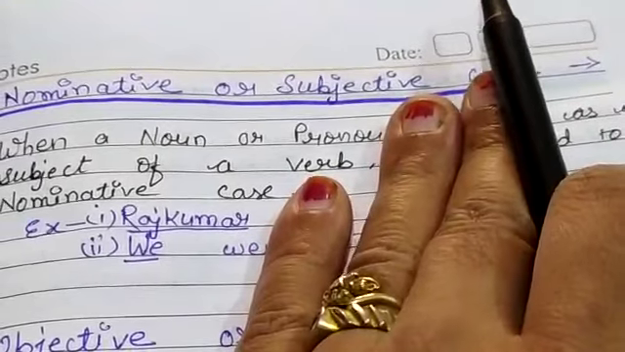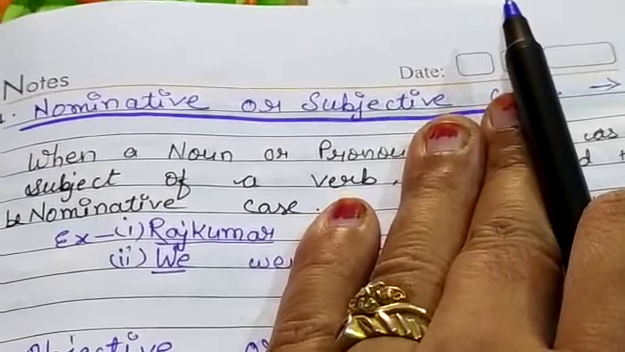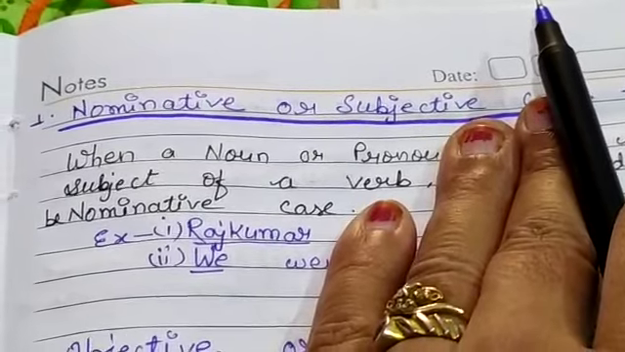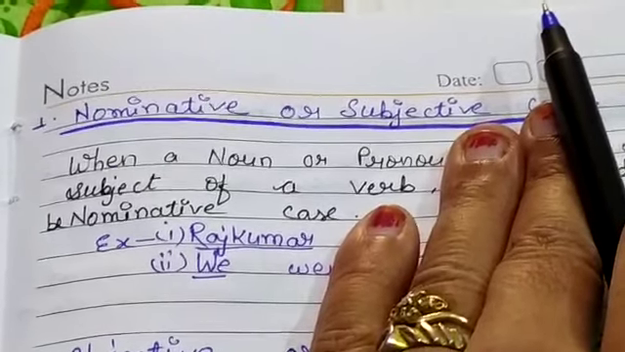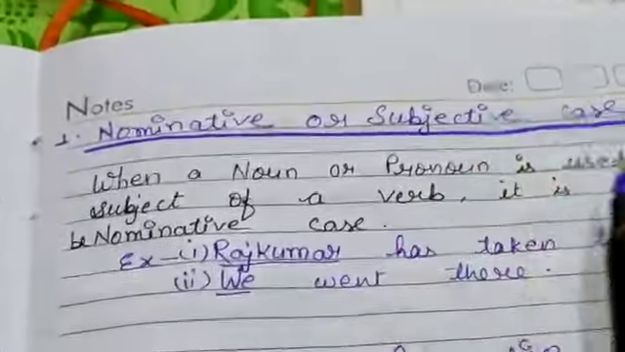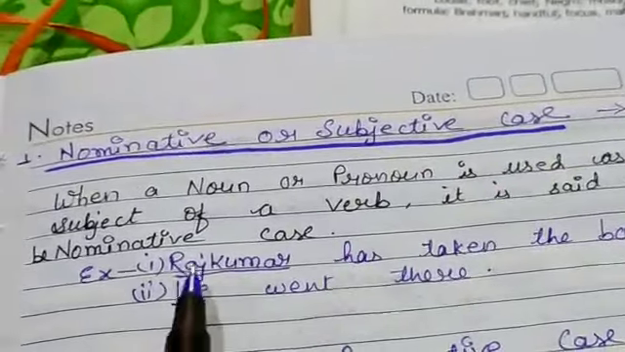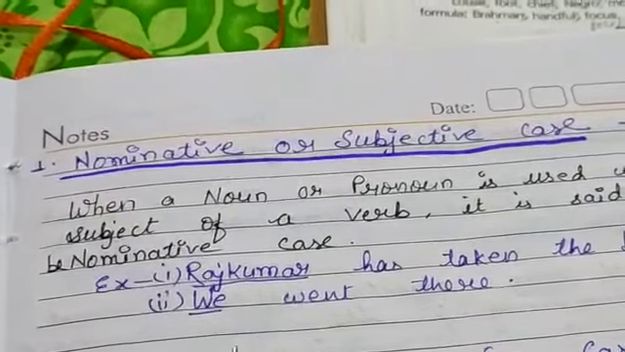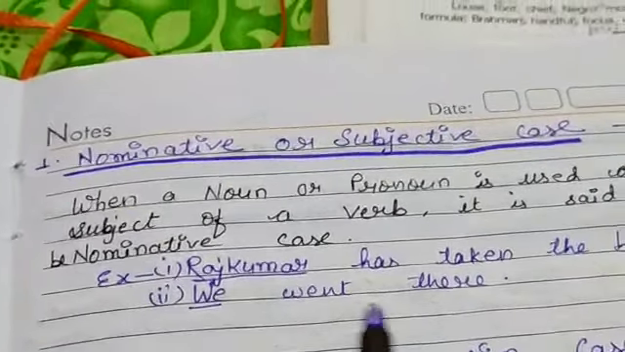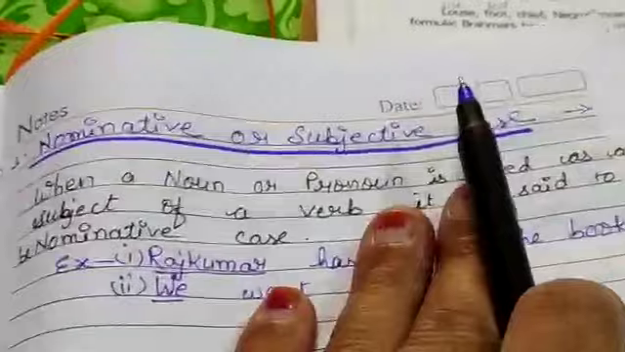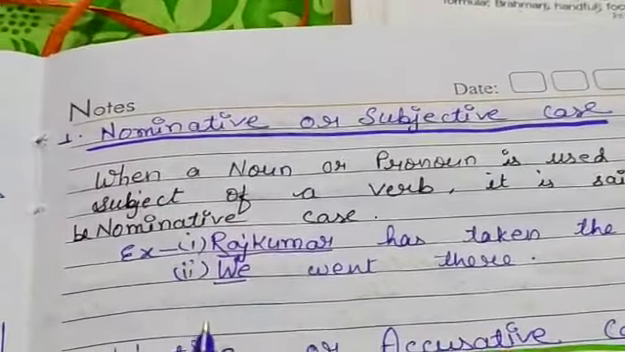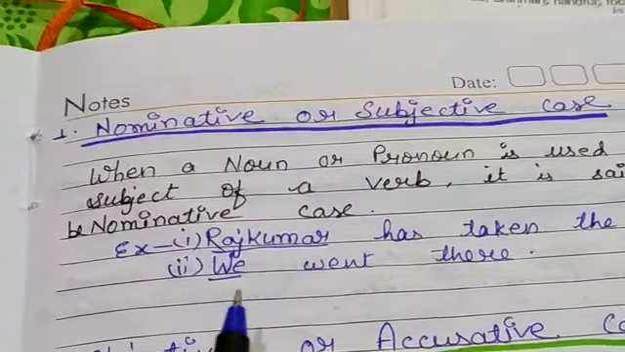So, you just cover the words. Just see who. Ask the question who. Who has taken the book? Rajkumar. Whenever you want to find out the nominative case, ask the question who. We went there. Who went there? We. So here Rajkumar and we are the nominative cases.